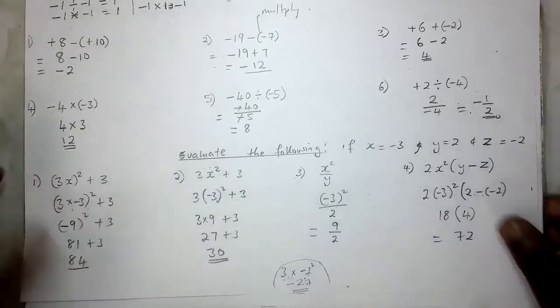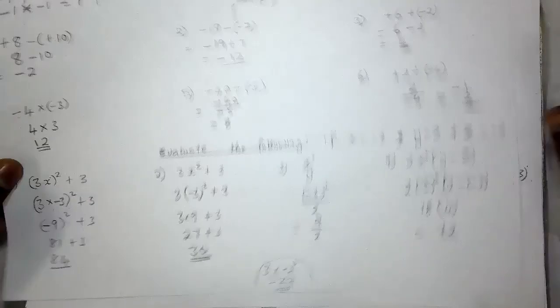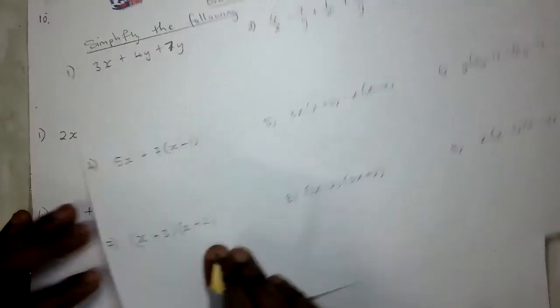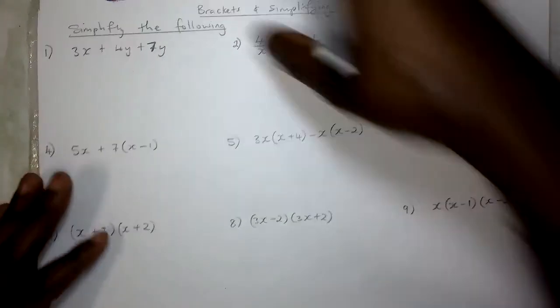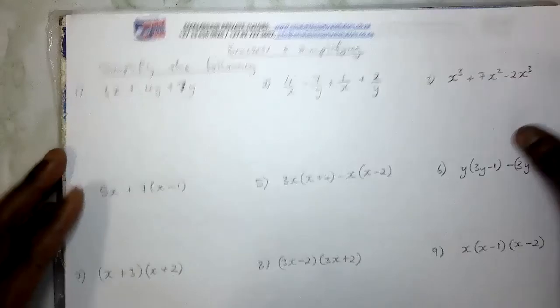72. That's our answer there. Okay, you must also underline your answer to show that that's where we ended. Now let's move on to another part of algebra.